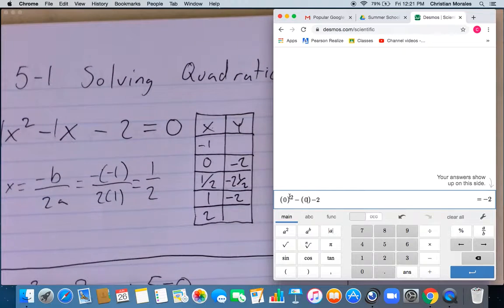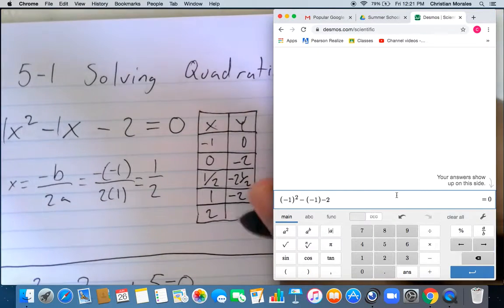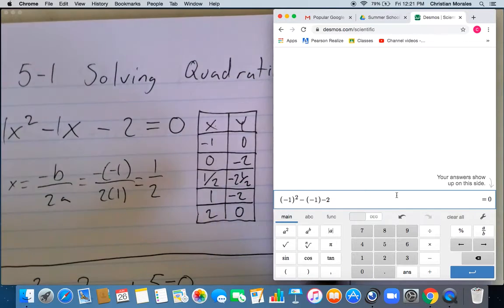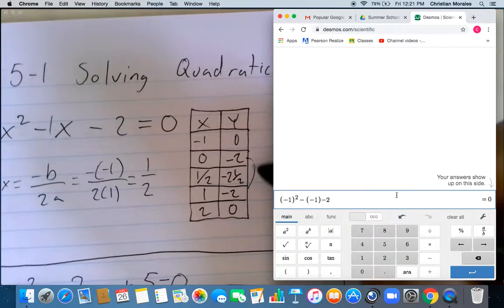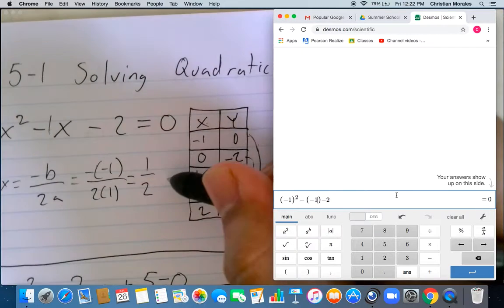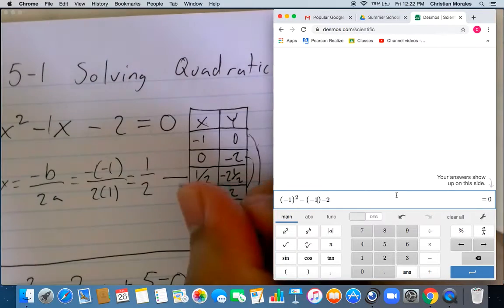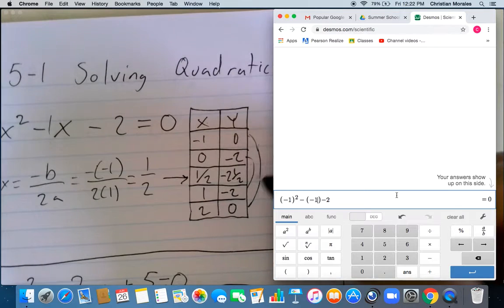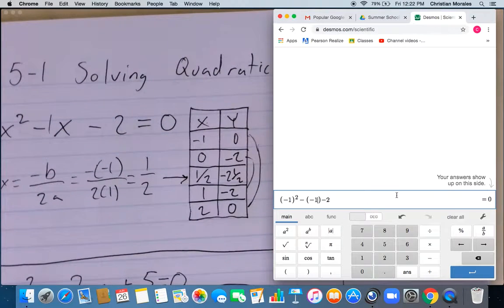And then I want to plug in negative 1. And I get 0. Because remember how the answers reflect over the axis of symmetry. This middle point is the axis of symmetry. So around it, the answers are the same. Now, we're going to go to the graph next.